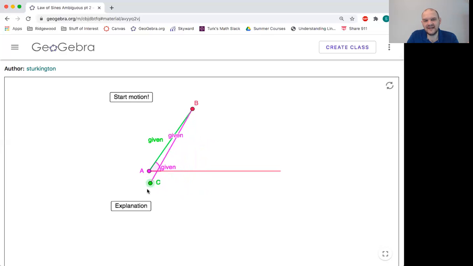And the reason it didn't happen was when I get all the way over here, it turns out that the side opposite the given angle, right? So given angle, side opposite the given angle. The side opposite the given angle is actually longer than the other given side. So when that happens, we will get one triangle for sure, but that's it. We're just gonna get one triangle. So if the side opposite the given angle is longer than the other given side, we get one triangle.